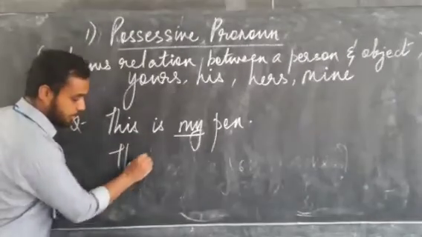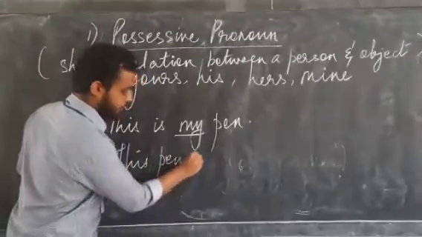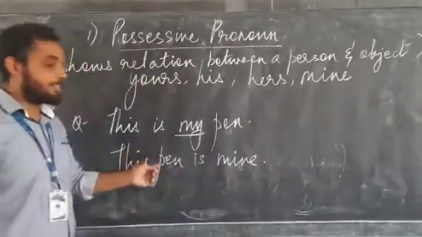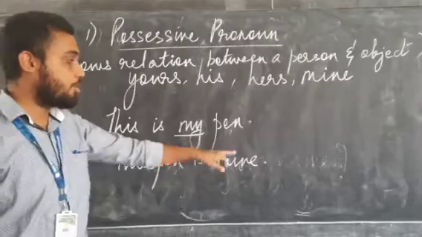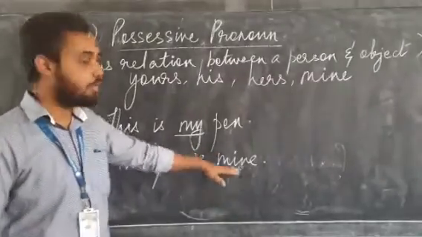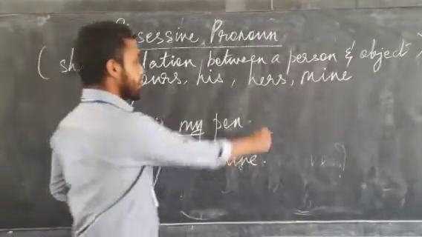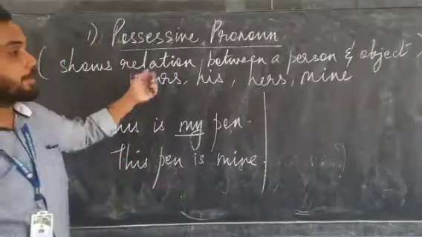This pen is mine. This pen is mine. Now you have used a possessive pronoun. Now this sentence is correct. Next example we can see with yours.